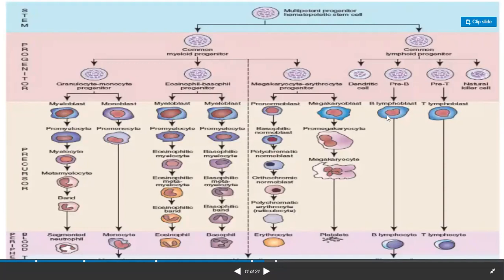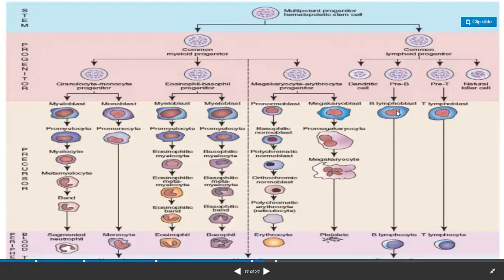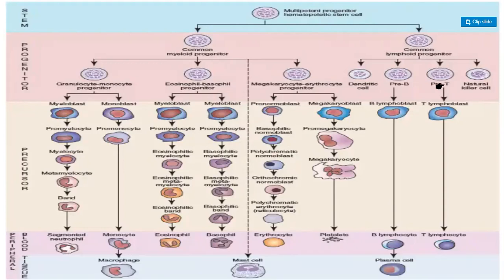If you find lymphoblasts in the blood, then there is leukemia, either an acute leukemia or a chronic leukemia, depending on the number of lymphoblasts that you see. And then the pre-T cell will give rise to the T lymphoblast, and then the T lymphoblast will give rise to the T lymphocyte. So this is how hematopoiesis occurs.